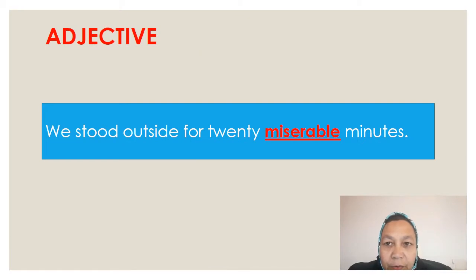In the sentence below, the writer has added an adjective. We stood outside for 20 miserable minutes. What effect is created by adding the adjective? We understand now that it was an unpleasant experience, and we see that the writer might have been quite depressed or frustrated by the situation.